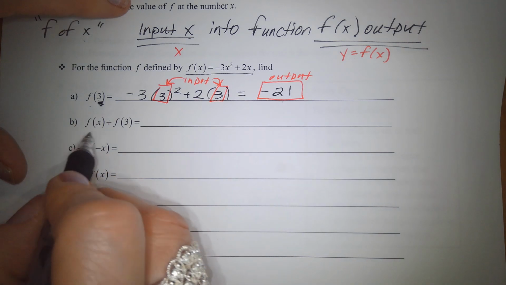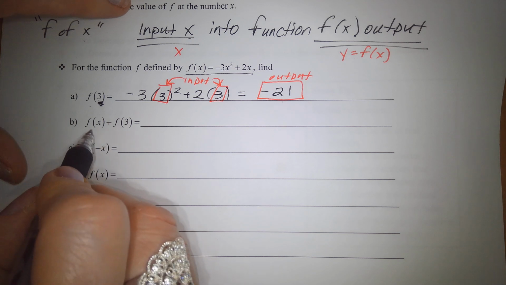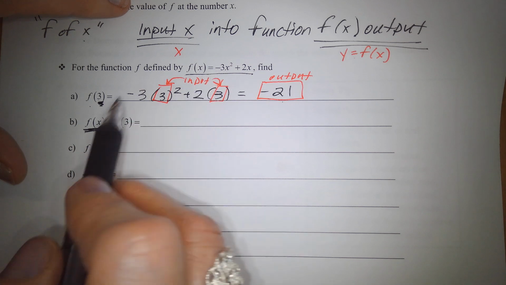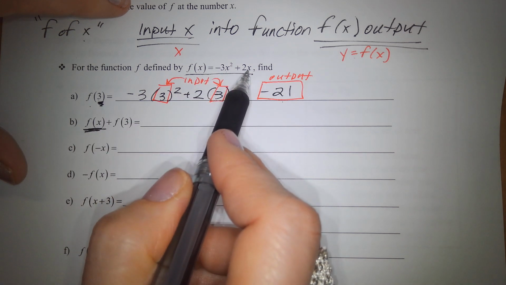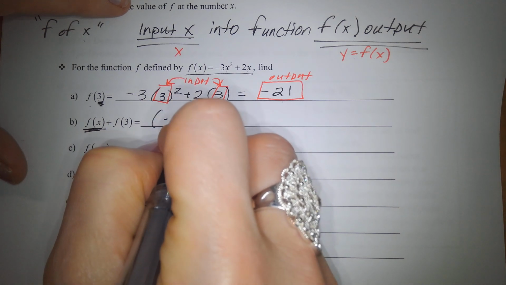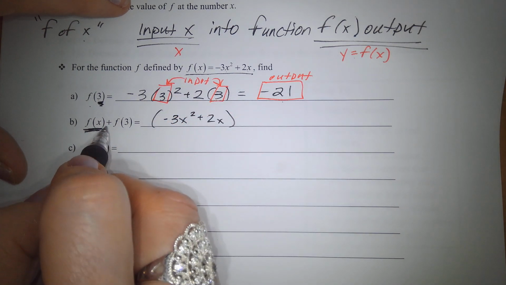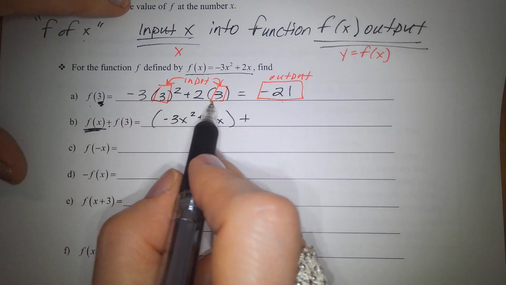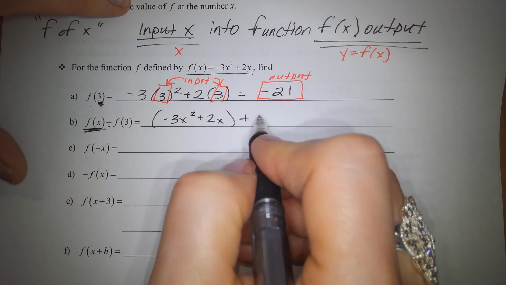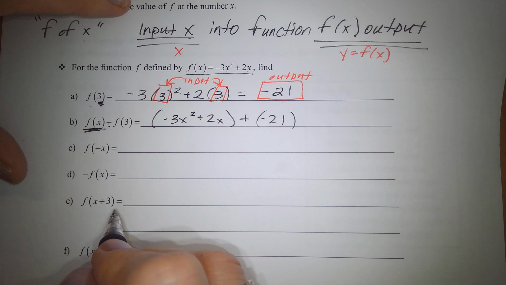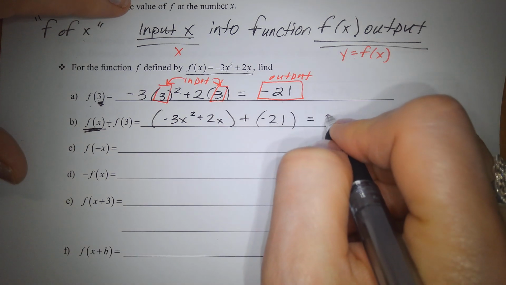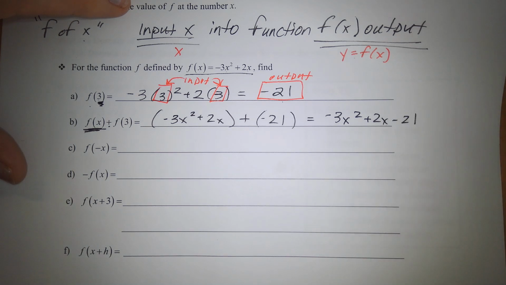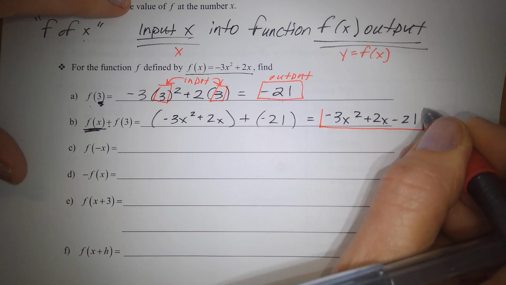This one says, let's take f of x and add f of 3. F of x was already determined by the problem up here. F of x is all of this. It means x is plugged in for x. So f of x is the original problem. Then we're going to add to that f of 3. Well, f of 3 we already figured out. It's all of this, which is negative 21. So when I simplify all of that, I get negative 3x squared plus 2x minus 21. So this is my output.